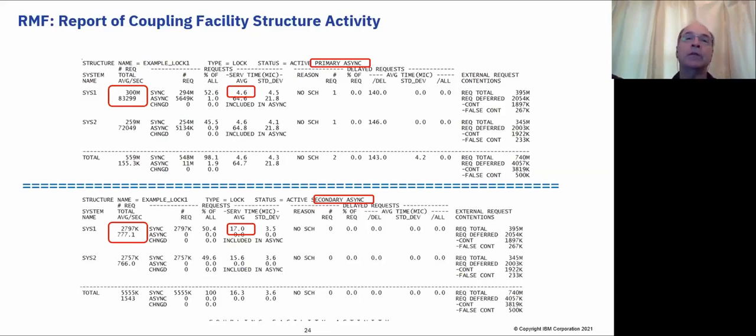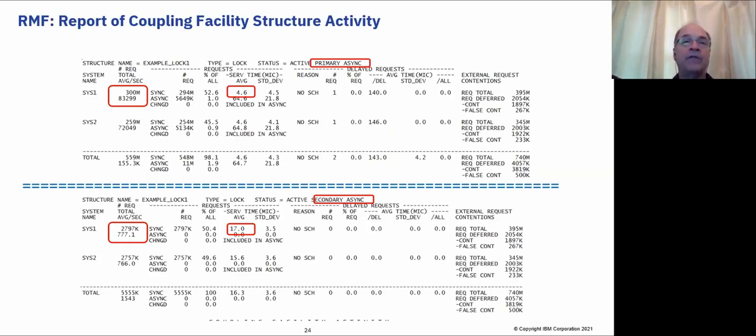And if you look at the data blocks, you're going to see significant difference. All of the lock requests are going to the primary. And they're getting, in this particular example, 4.6 microsecond service time for the synchronous request, which is, depending on your environment, really good. I've seen even better, but that's pretty good. And this was a report from early days.